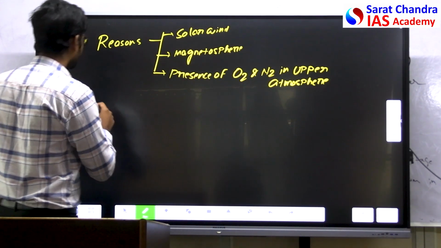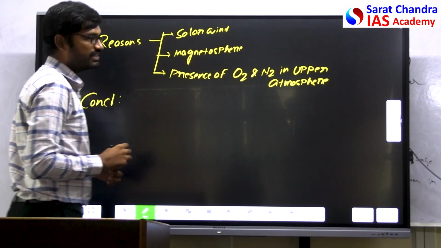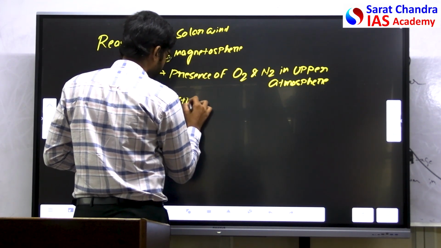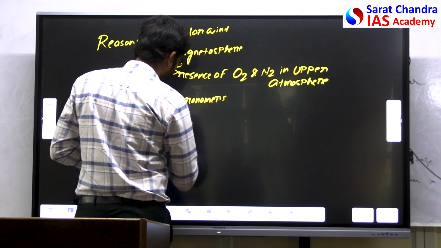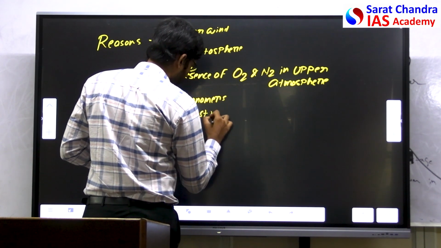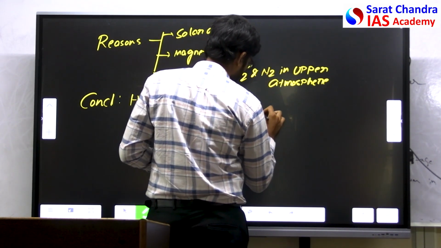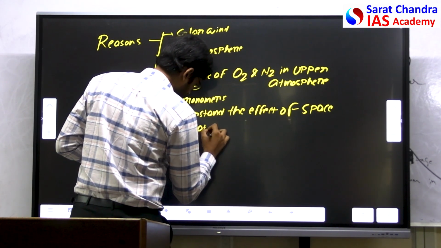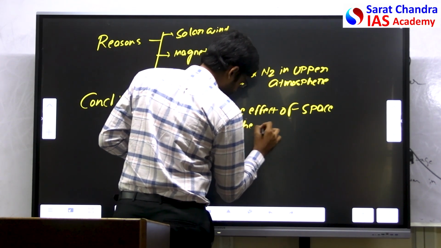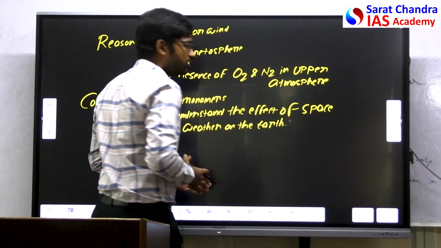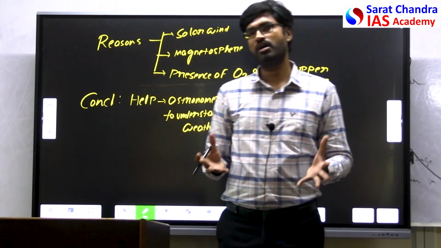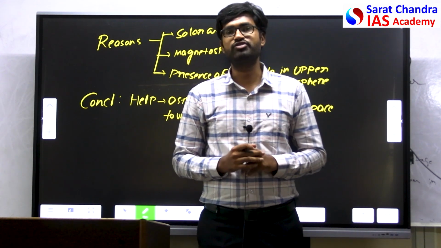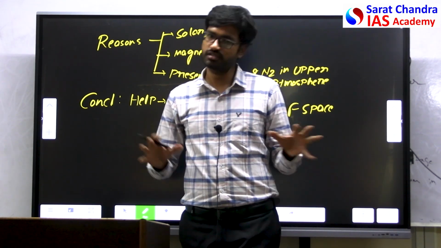How can you conclude this answer? These two phenomena will help astronomers understand the effect of space weather on the Earth. This is how you can conclude this sort of question. Simple question. If you try to fill the pages with diagrams, the examiner will easily give you the majority of the marks. So this is about Aurora Australis and Aurora Borealis.